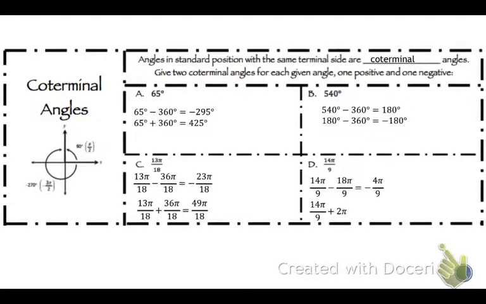Then D, put that over 1. Now we're adding, so multiply by 9 over 9 again. So you get 14 pi over 9 plus 18 pi over 9. 14 pi plus 18 pi is 32 pi over 9.